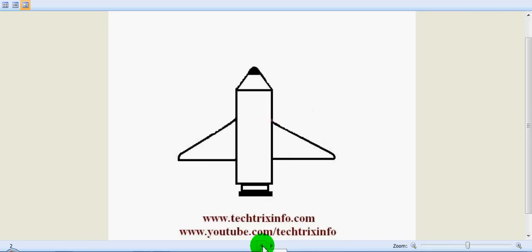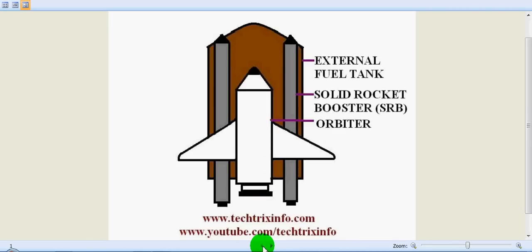So that is the flight path as I have explained. The three units are the external fuel tank, the solid rocket boosters, and the orbiter. The orbiter is the key unit which carries the astronauts. So I hope you got an idea about the spacecraft and its flight path. Thanks for listening.